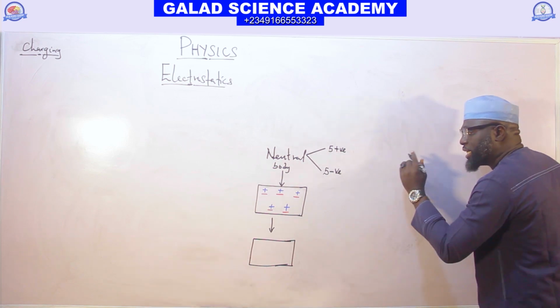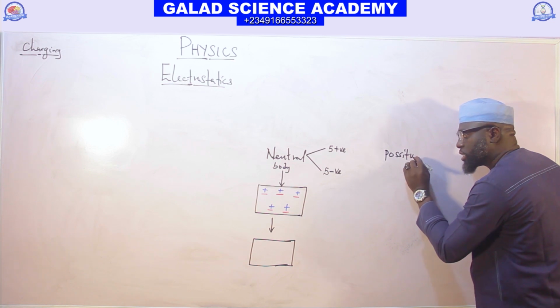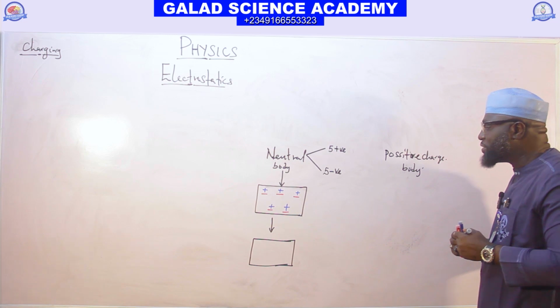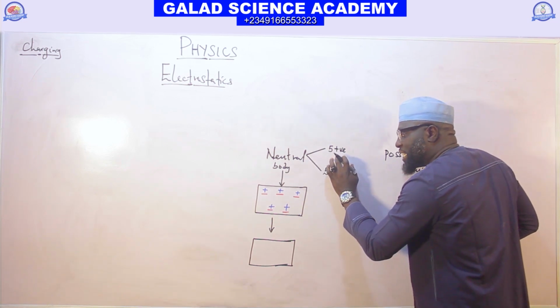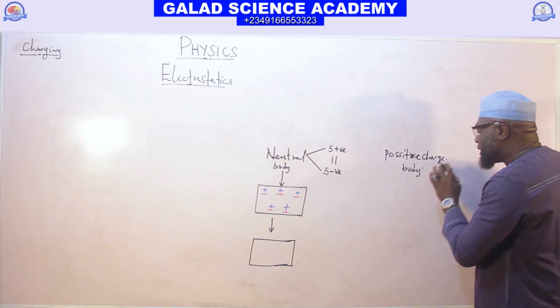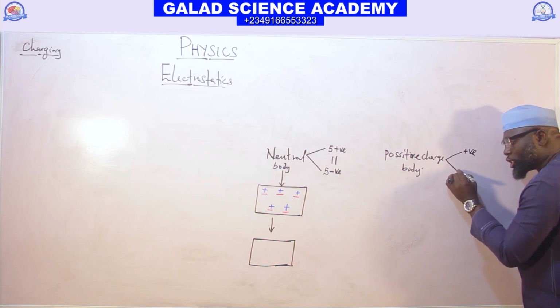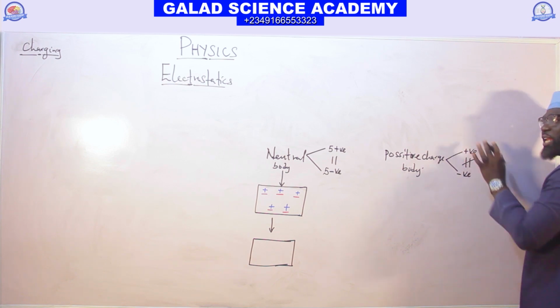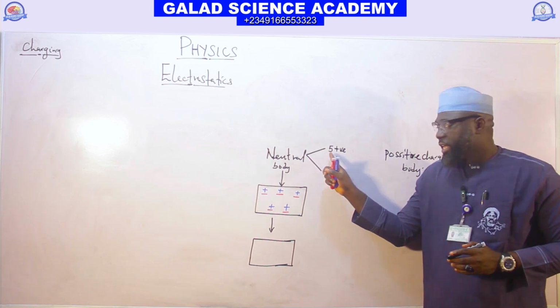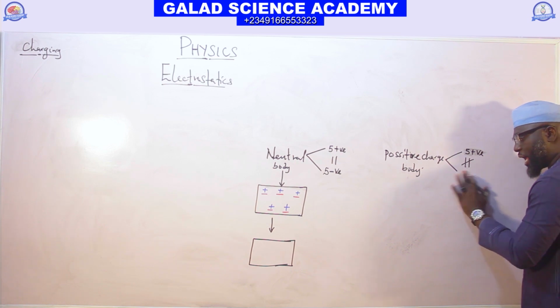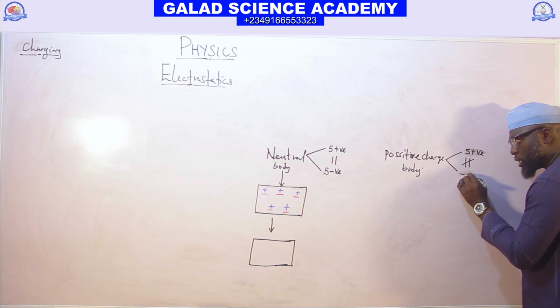But if I say a body is positively charged, this positively charged body will tell you, observe that the positive charges here and negative charges here are not equal. In a neutral body they are equal, but in a positively charged body the number of positive charges is not equal to the number of negative charges. Let me say here we have 5 positive charges, and this side we have, sorry, 3 negative charges.